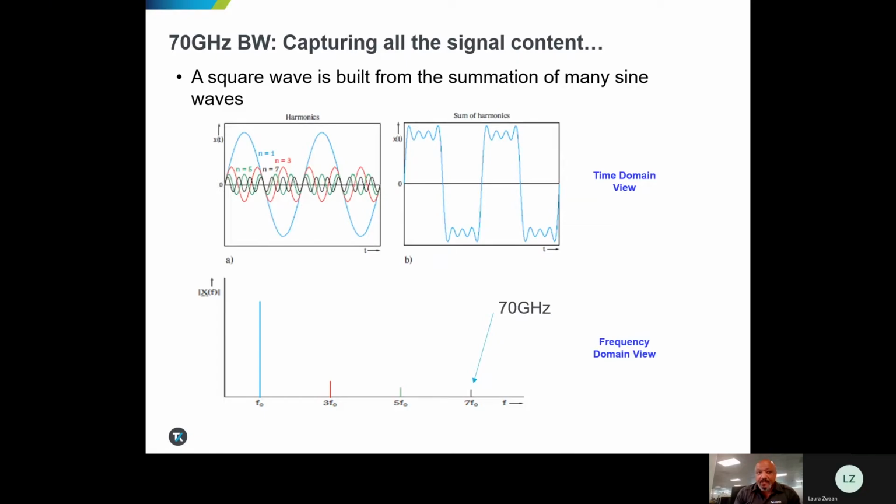So this is a clear case in which you want to be able to capture a large amount of bandwidth in a very quick amount of time so that you could get all the harmonics that are associated with a particular pulse train to give you an idea of how well it's performing.